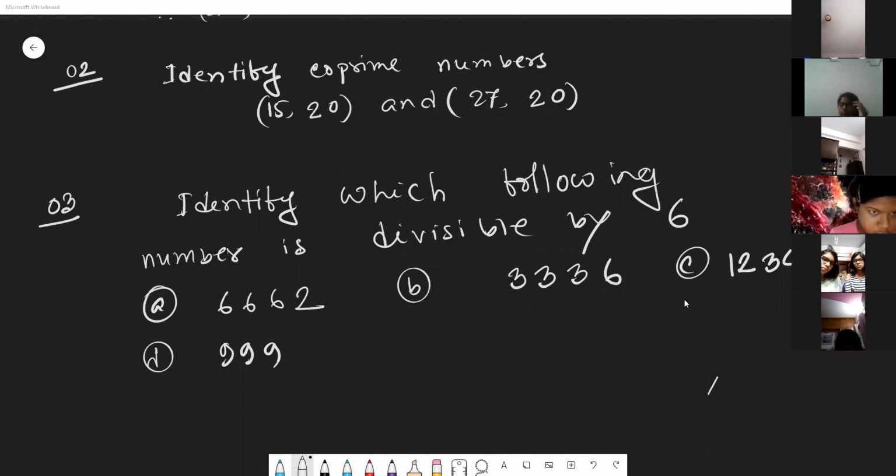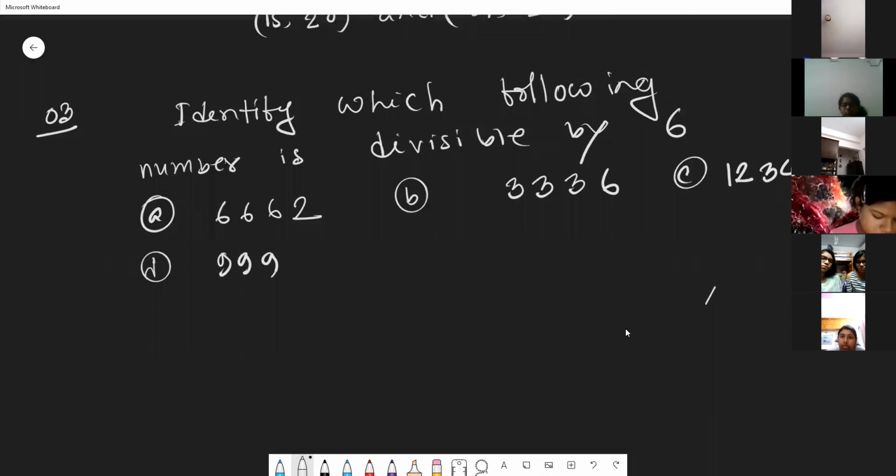So now we have to know the two conditions here. Is this divisible by 2, and is this divisible by 3? What is the condition for divisibility by 3? Sir, the sum of the digits is 15, and 15 is divisible by 3. That's why it is divisible by 3. Okay, thank you.